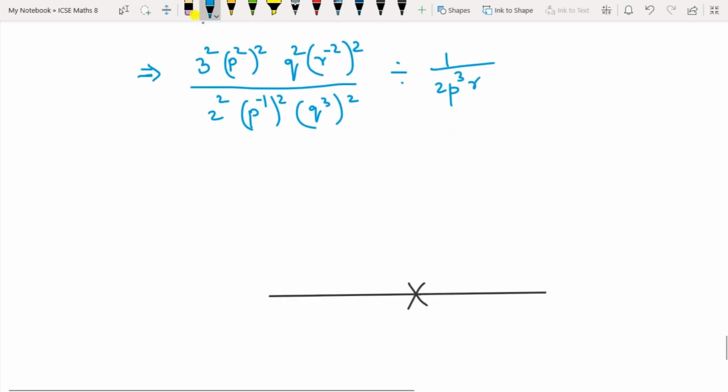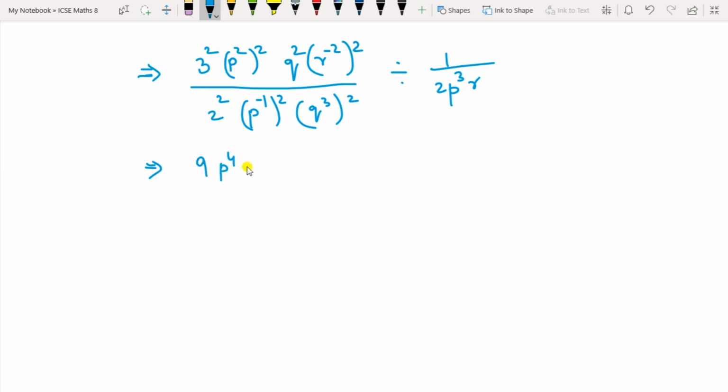Okay, so now this becomes 3 square is 9 p raised to 4 q square r raised to minus 4 upon 4 p raised to minus 2 q raised to 6. Now since it's a division, so write its multiplication, so again this will get inverse, so 2 p raised to 3 and r. Now this is in the numerator. Now see, in the numerator it is p and p, so this power will get add.